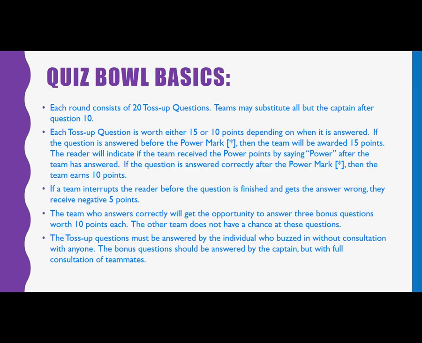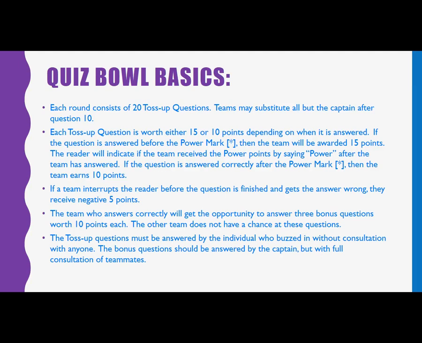If the question is answered before what is called the power mark, which is indicated by an asterisk, both on the question itself and by the scorekeeper on the answer sheet, then the team will be awarded 15 points. The reader will indicate if the team received the power points by saying power after the team is answered. If the question is answered correctly after the power mark, then the team will earn 10 points.